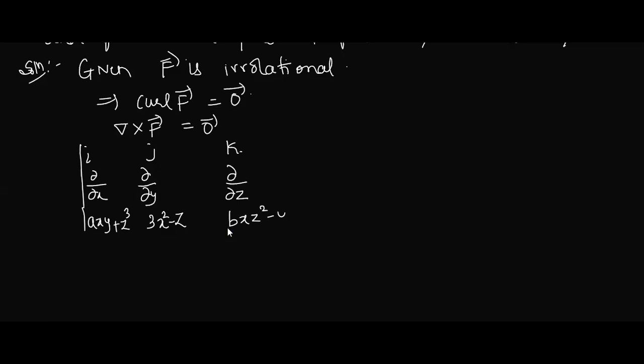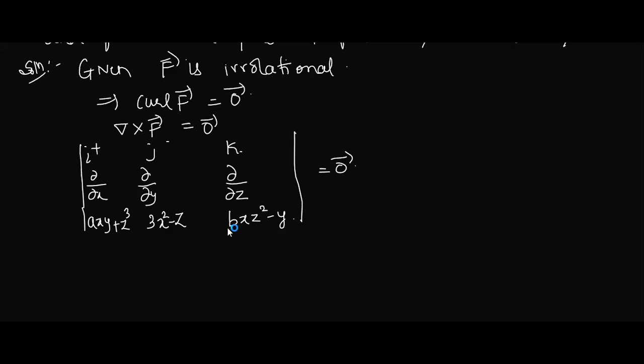bx z square minus y. Yes, very good. So this is curl F. What is this equal to? Equal to 0 vector. See, what students do is they just go on writing. They don't equate it to 0 at each step. That is the wrong thing. It is already given as irrotational, which means here you have to simplify and equate it to 0.